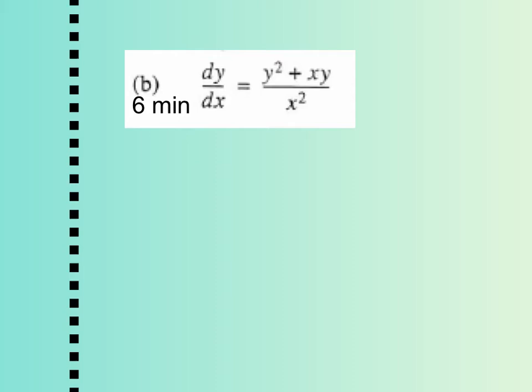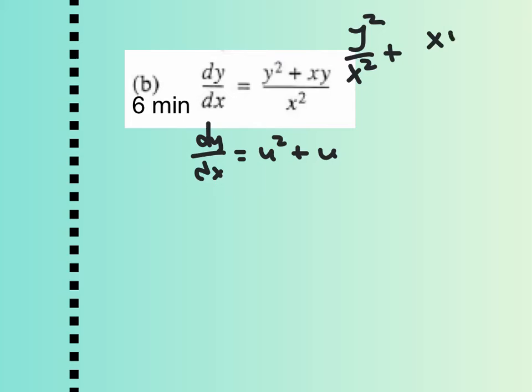Okay, so let's try this one. dy/dx, I'm going to split this again, would be equal to u squared plus u. Now, how did I get u? Well, I think you could probably see how I get u squared. That's how I got u squared. How I got u was that x here would cancel with one of the x's here, leaving me with y over x. So recall that dy/dx is equal to du/dx times x plus u.